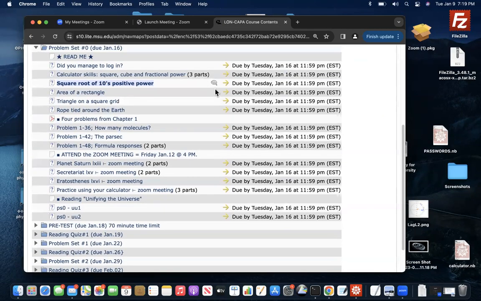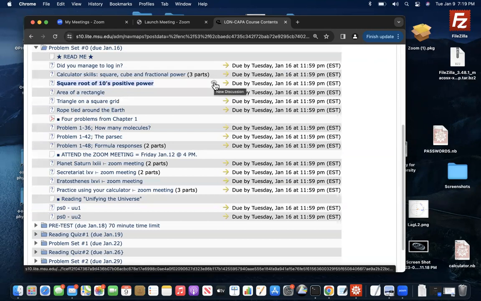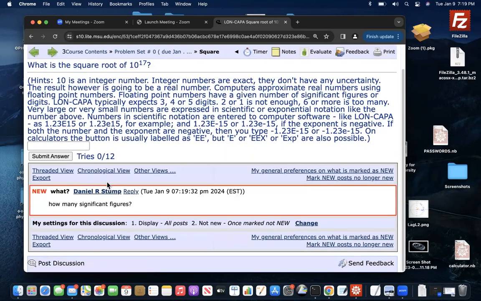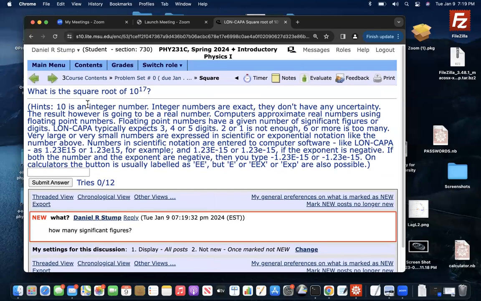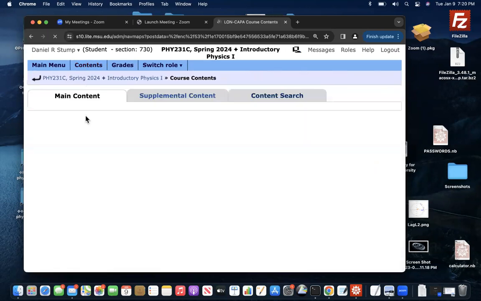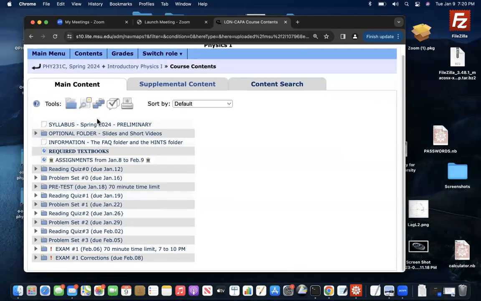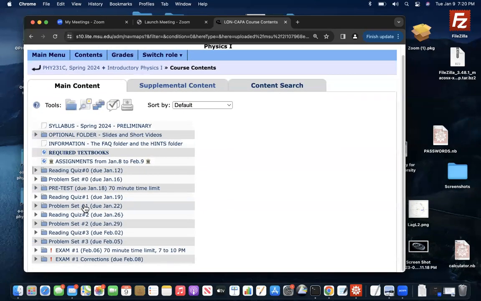you'll see this little bubble indicates that somebody has asked a question. You click on the bubble, you can find out what the question is. If somebody answers it, if somebody types in the answer, you'll be able to see that answer. And so everyone can kind of help each other by posting questions and by answering questions. And everybody will be able to see the answers. All right, so that's, I guess, everything I wanted to say about LON-CAPA.